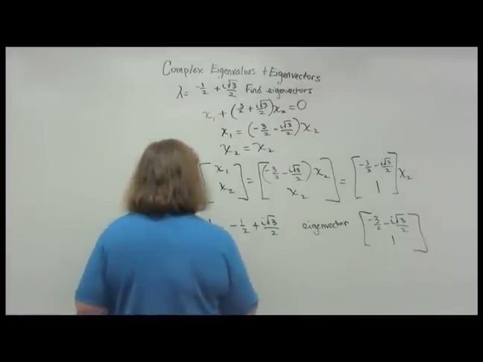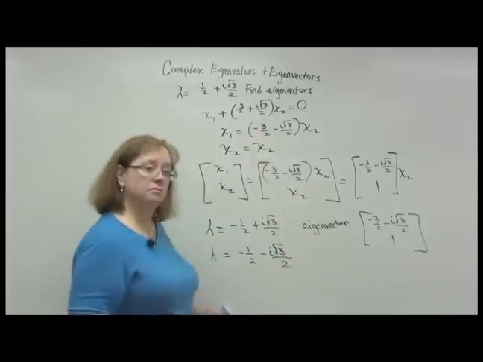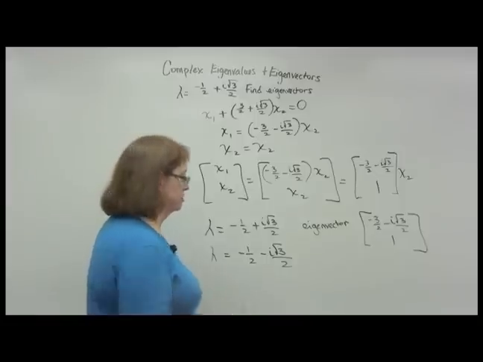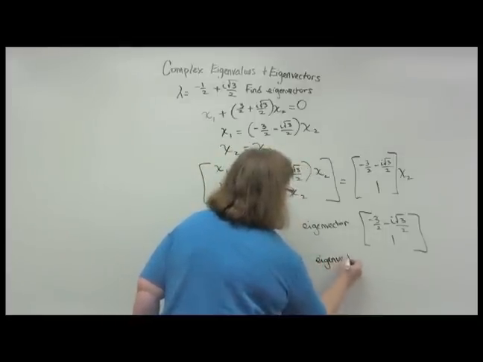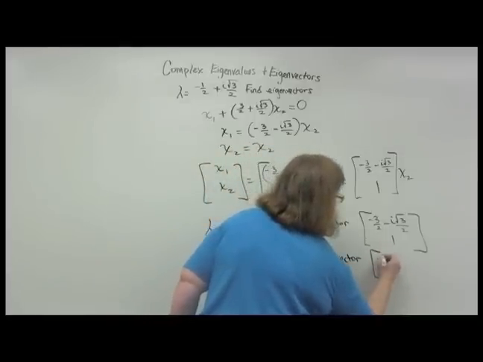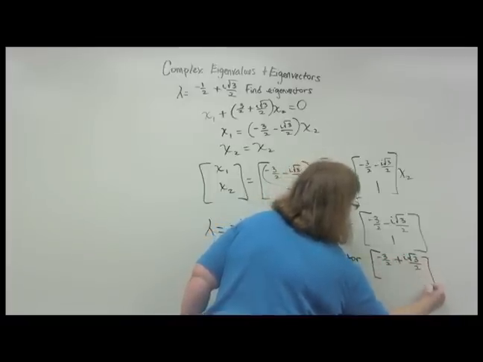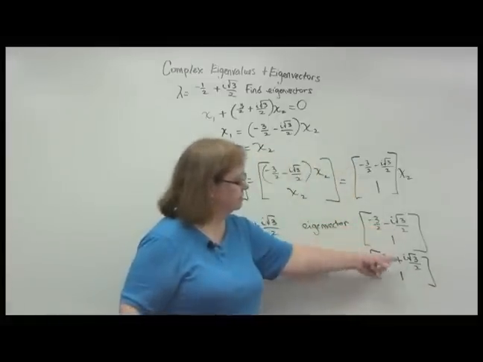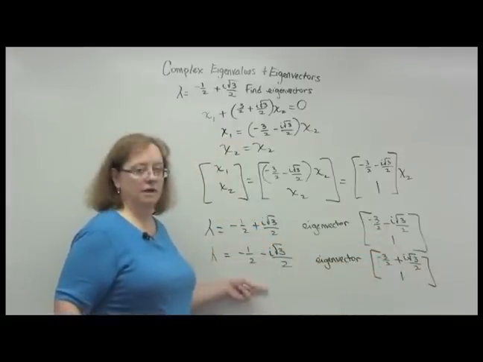What am I going to get if I do this for lambda equals negative 1/2 minus i root 3 over 2? Do I have to write this all out and reduce again? No. I know that complex eigenvectors occur in conjugate pairs, just like the eigenvalues. And so that's going to have eigenvector negative 3/2 plus i root 3 over 2, 1. Okay, so complex conjugates here, complex conjugates there. And that's less work for me.